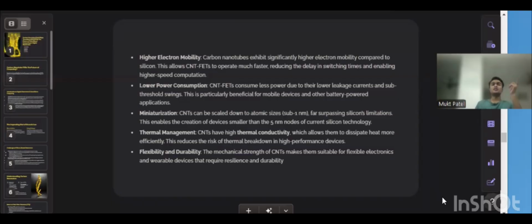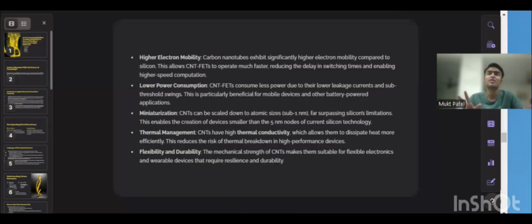This is particularly beneficial for mobile devices and other battery powered applications. Miniaturization. CNTs can be scaled down to the atomic size, sub 1 nanometer, far surpassing silicon limitations. This enables the creation of devices smaller than the 5 nanometer node of the current silicon technology. And thermal management. CNTs have high thermal conductivity, which allows them to dissipate heat more efficiently. This reduces the risk of thermal breakdown in high performance devices.